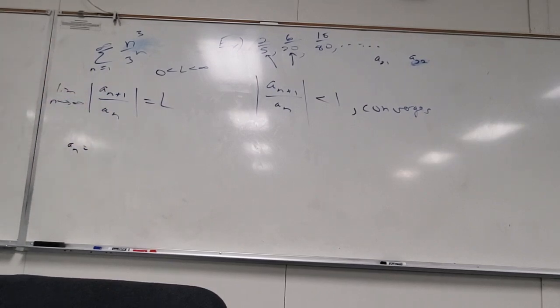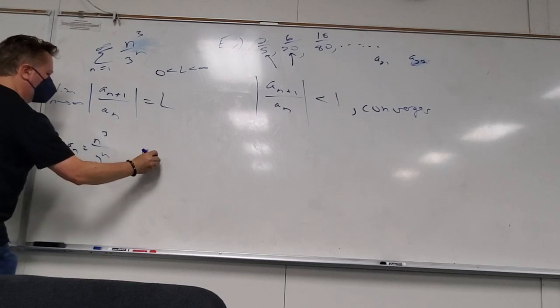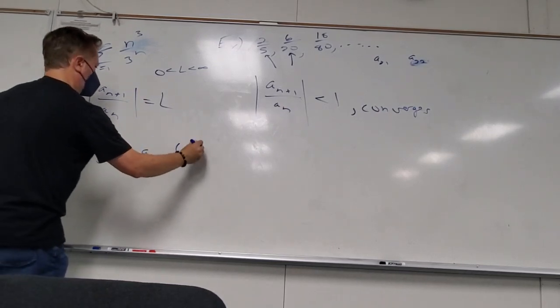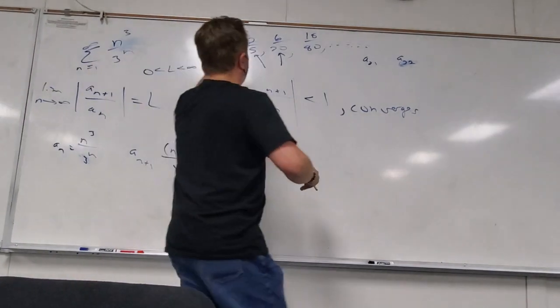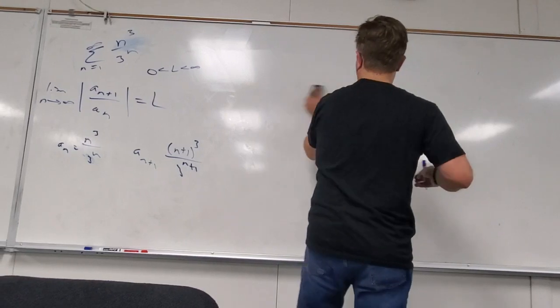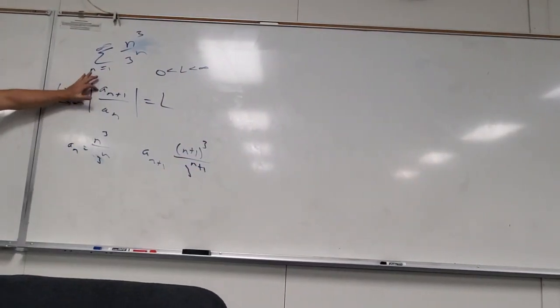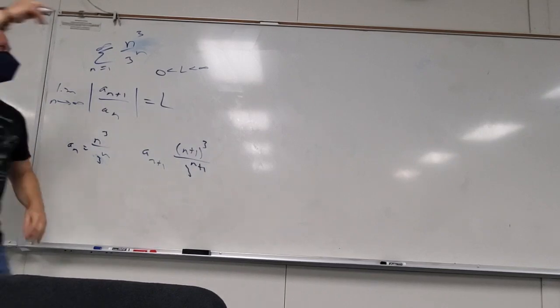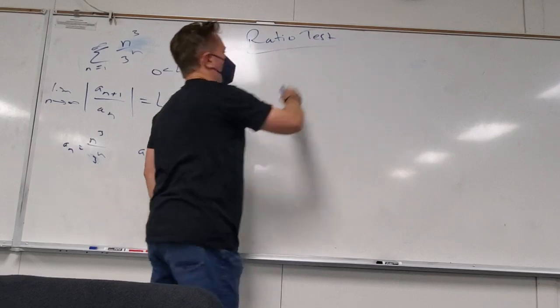What's AN? I give you AN, right? What's AN? N to the third over 3 to the n. What's AN plus 1? N plus 1 cubed over 3 to the n plus 1. I love it. So let's see what this looks like if I set up this thing. By the way, not surprisingly, what do you think we would call this test? We just set up a ratio, so it's called the ratio test, because math people were not very creative. And we made a ratio. We'll call it the ratio test.